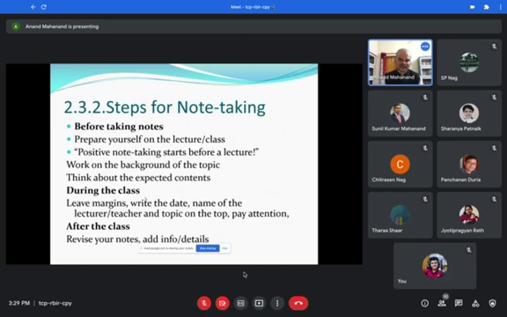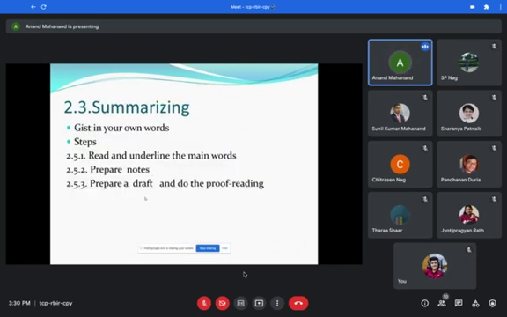Think about the expected contents. This is the topic. So, what is the teacher going to say? What is the lesson going to convey? Okay. And during the lecture, you have to prepare your notes, leave margins, write the date, name of the lecturer or teacher, topic on the top, pay attention, write in short form. And after the class, you revise your notes and information and all that. Okay.